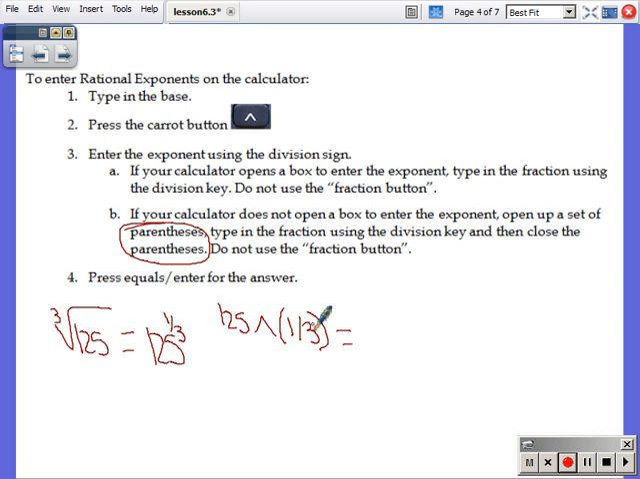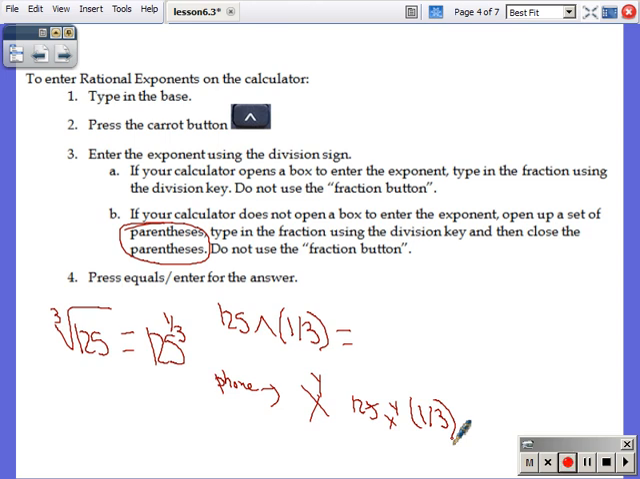Those of you using your phone, most phones have an X to the Y button. Alphabetical order again, I would do 125, hit my X to the Y button, then it wants my Y. I still need to put it in parentheses. So I would do 1 divided by 3, close the parenthesis. Now most phones, you're not going to see that parentheses in there. It's okay, the phone knows that you want them there.